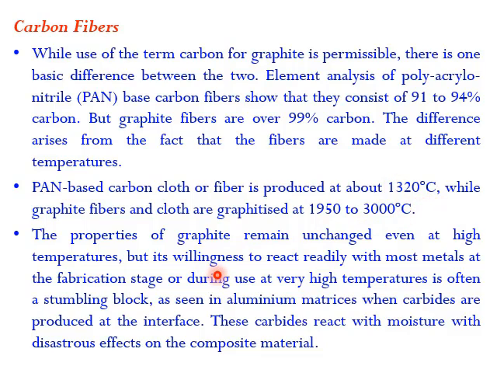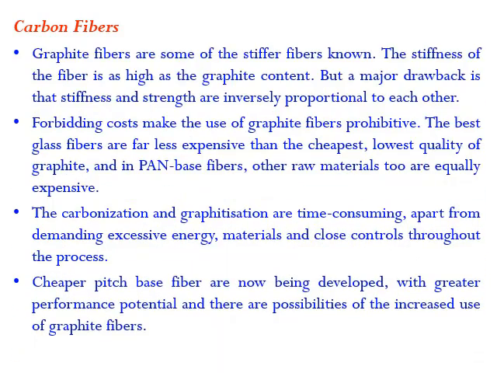Now the properties of graphite remain unchanged even at high temperature, but its willingness to react readily with most metals at a fabrication stage or during use at very high temperature is often a stumbling block. So normally we go with these carbon fibers instead of graphite fibers. Graphite fibers are some of the stiffest fibers known. The stiffness of the fiber increases with the graphite content, but the major drawback is that stiffness and strength are inversely proportional to each other.